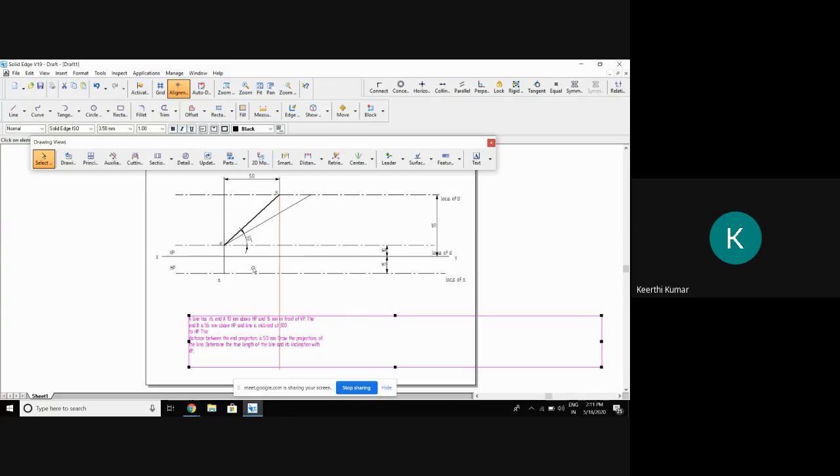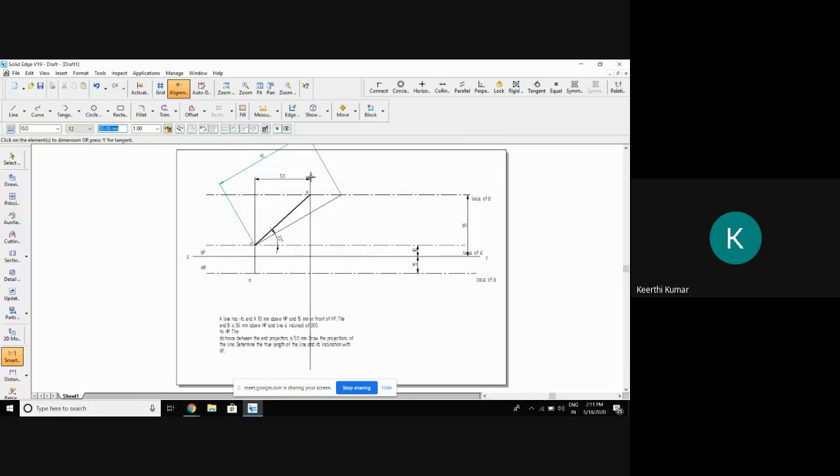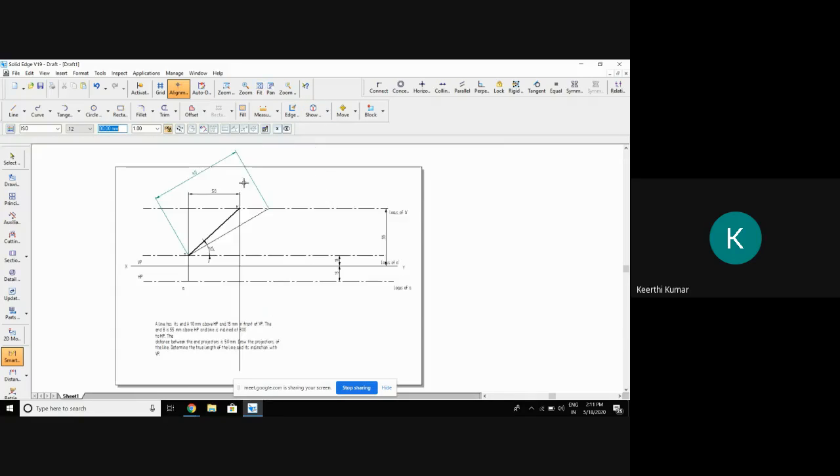Determine the true length of the line. Where is the true length? This is called true length. So it is asking you to find out. Click on this, drag here. So I'll keep it somewhere here. Okay. So what is the true length now? I came to know that the true length is 90 mm.